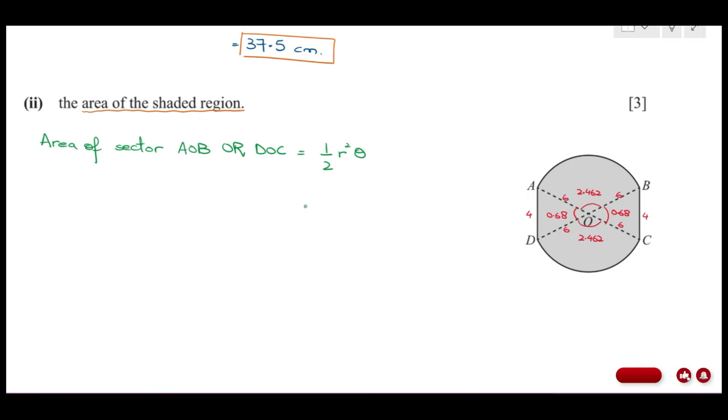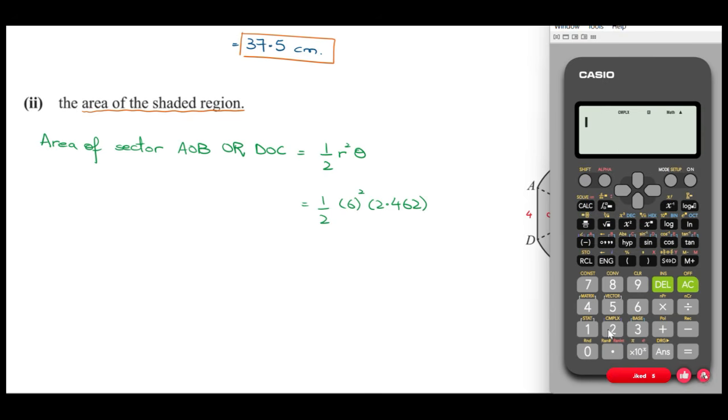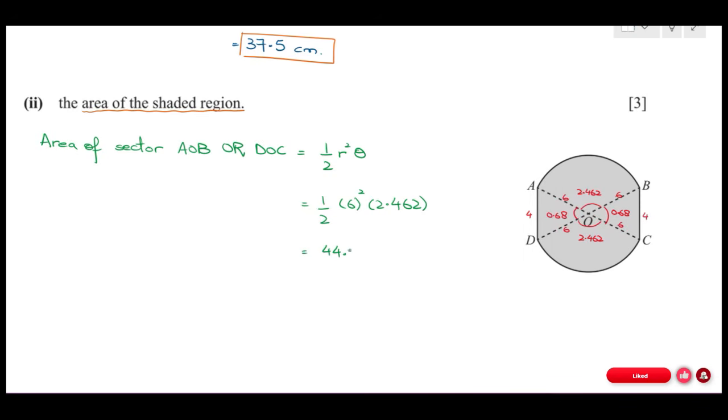half radius squared theta. This is the formula. So we have half. What is the radius? Radius is 6, take it squared. And what is theta? 2.462. That is your theta. Okay, so let me simplify. 2.462 multiplied by 6 times 6 is 36, and you have to divide it by 2, and that equals 44.32. This is the area of this sector, right? So for two sectors, you have to multiply by 2, right?